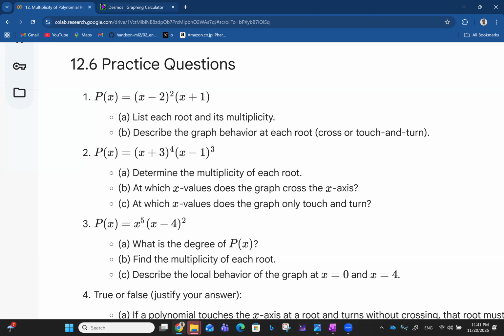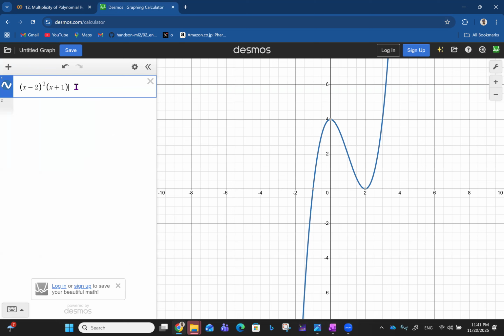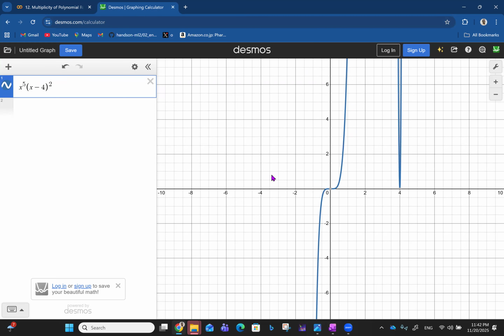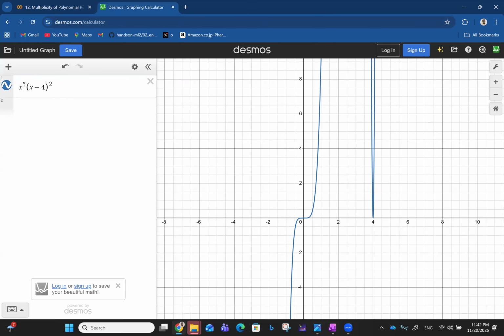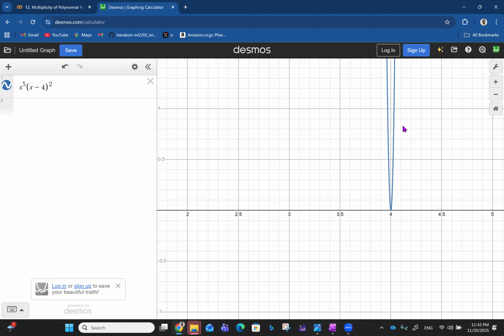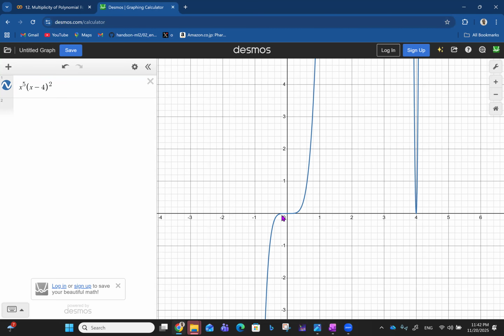So let's try it out. x raised to power 5, x minus 4 squared. Okay, x raised to power 5, then x minus 4 raised to power 2. So you can see that already, at 4 it just touches and turns, as you can see there. But at x equals 0, you see the flat touch, it just passes through like that.